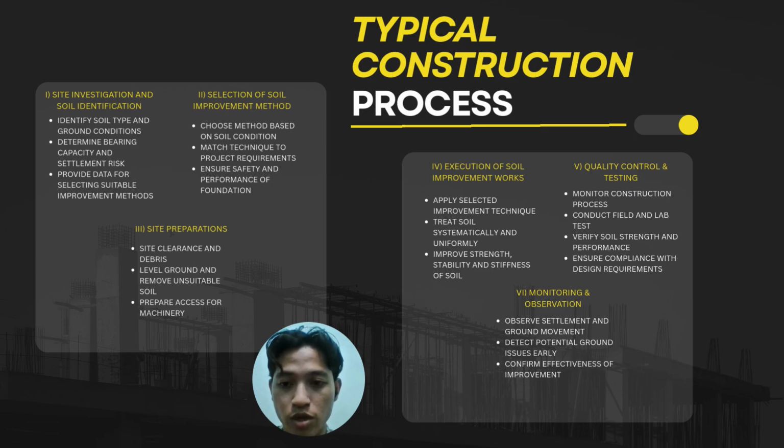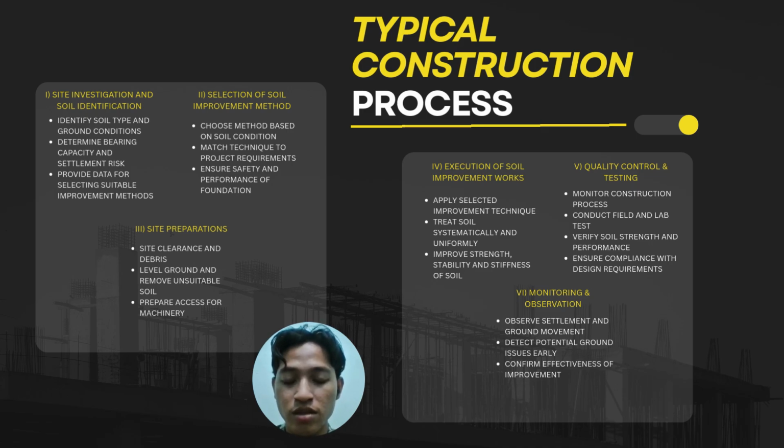Assalamualaikum, my name is Muhammad Amir Hafiz and now I will explain the typical construction process of soil improvement and stabilization techniques. The first step is site investigation and soil identification. In this step, we identify soil type and ground condition and determine bearing capacity and settlement risk. The second step is selection of the soil improvement method. In this step, we choose a method based on soil condition and match the technique to project requirements.